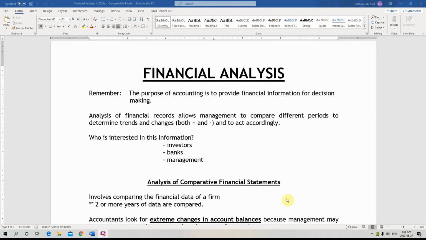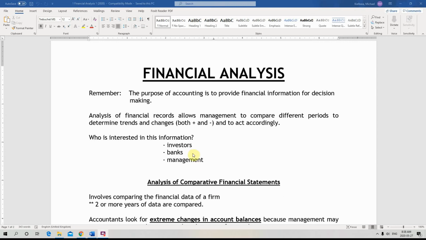All right, folks, the last mini unit in the accounting is in regards to financial analysis. Now, we know from the definition that accounting is the process of gathering, recording, organizing, and the last part is analyzing financial information. So we've done the gathering, the recording, the organizing, and now we're going to analyze the information. The whole purpose of financial analysis is to provide financial information for decision making.